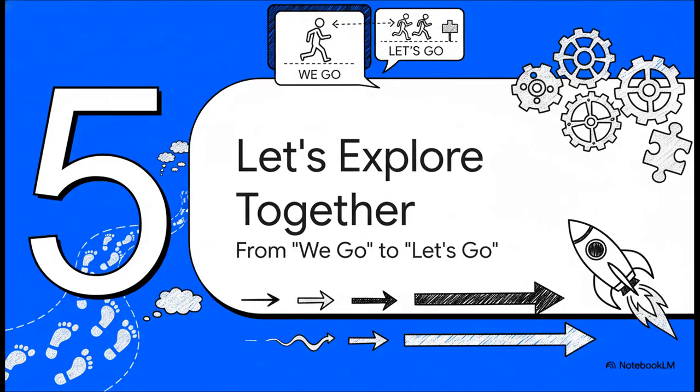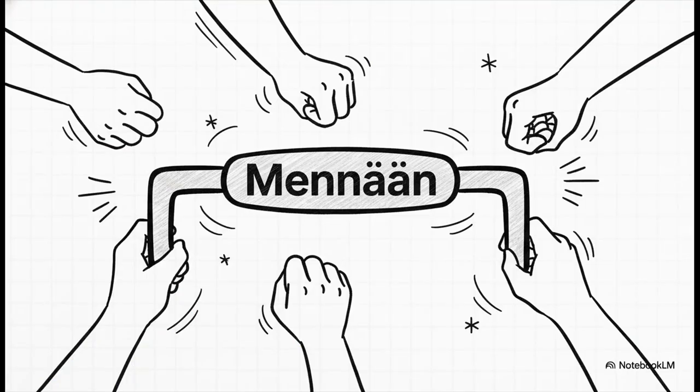Okay, so far we've mostly been describing a journey. How about we become active participants? Let's actually shift our verb from "we go" to an invitation. "Let's go." And to do that, we just need to change our handle one more time. The form mennään is a suggestion, an invitation. It means "let's go." It's one single word that pulls us all into the action together.